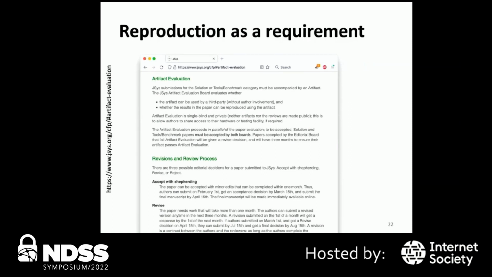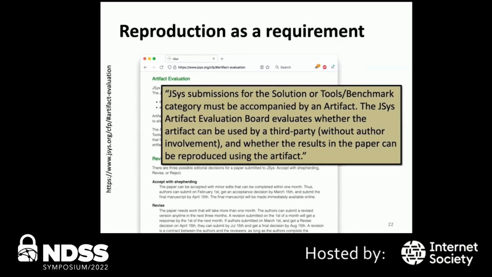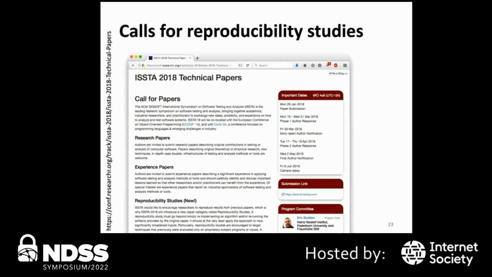publications. So as Dave mentioned, I'm the chair of the Artifact Evaluation Board for a journal called the Journal of Systems Research, or JSys. And JSys submissions for certain kinds of papers must be accompanied by the artifact. And artifact evaluation happens at the same time as the evaluation of the paper itself. We have had cases where the paper gets accepted and the artifact does not, and that prevents acceptance and publication of the paper in the journal. And of course, there is also raising the profile of reproduction studies in the community as a whole.